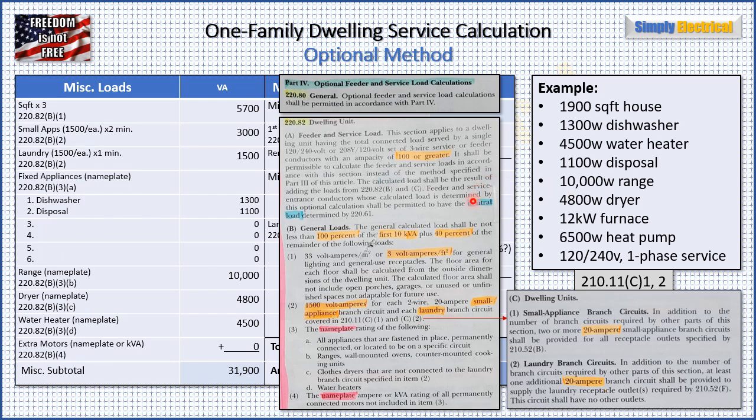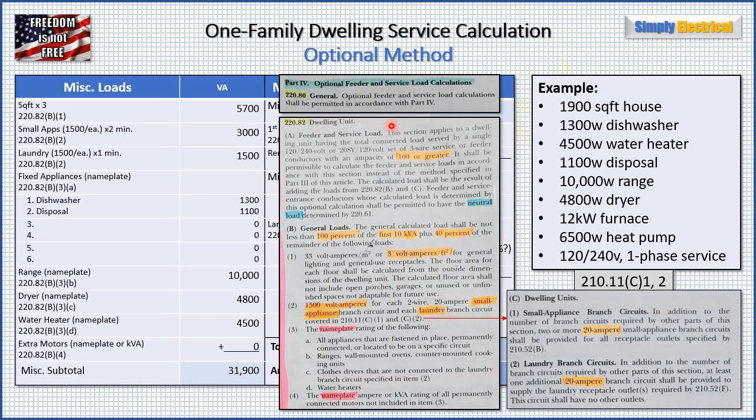All right, so first of all, we're going to talk about part 4, which is the optional feeder and service load calculations. That's where you go in the code book to do an optional method calculation for a single family dwelling. 220.80 says general optional feeder and service load calculations shall be permitted in accordance with part 4. This is part 4.